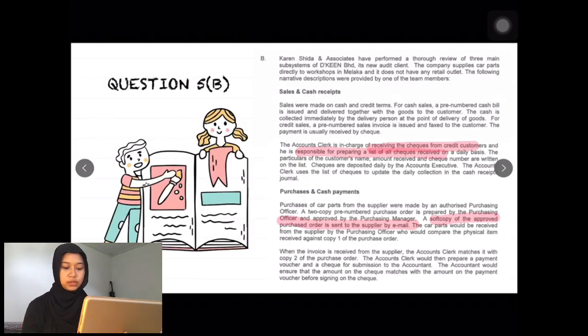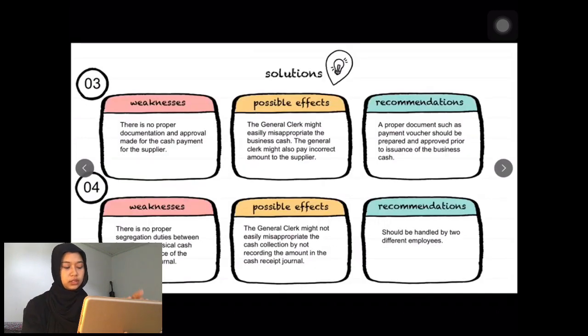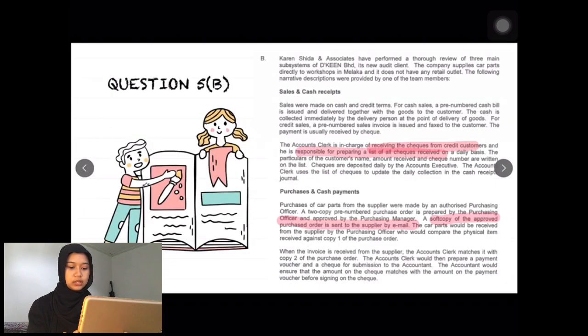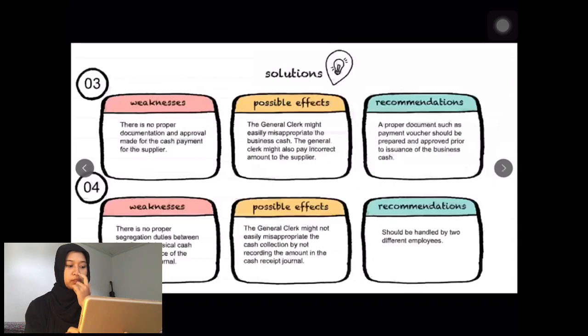Next, saya jumpa a soft copy of the approved purchase order is sent to the supplier by email. Maksudnya kat sini dia bagi soft copy of dia orang punya order sent to the supplier by email saja. So the thing is soft copy of the approved purchase order tu dia tak ada proper. There is no proper documentation and approval made for the cash payment for the supplier.